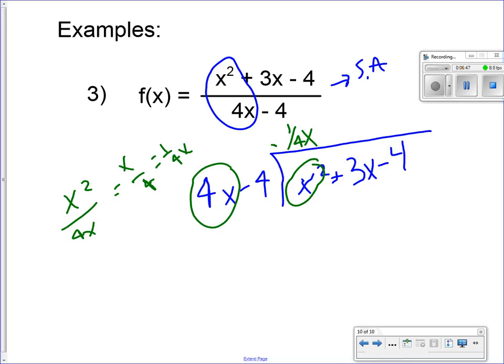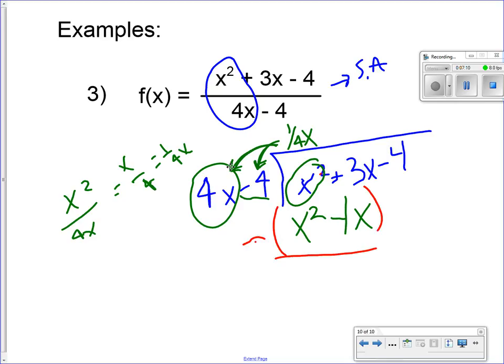Then you're going to multiply this by both terms. So 1/4 x times 4x, 1/4 times 4 is 1, x times x is x squared. And then 1/4 x times negative 4, see that minus sign, 1/4 times negative 4 is negative 1x. Then the next step in long division is you subtract. So x squared minus x squared is 0x squared. I don't need to write anything. Watch your signs very carefully. 3 minus negative 1. Subtracting a negative is like adding.